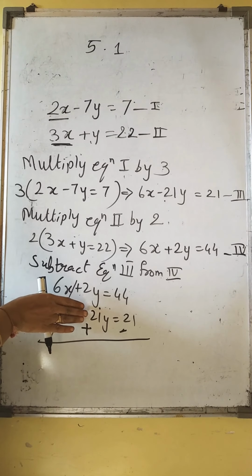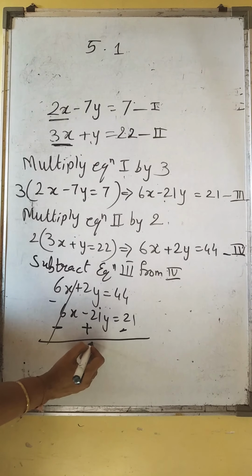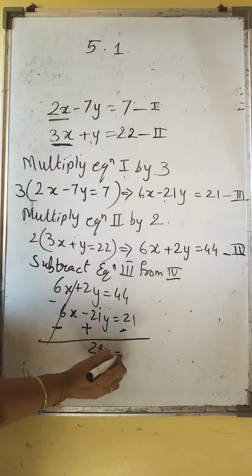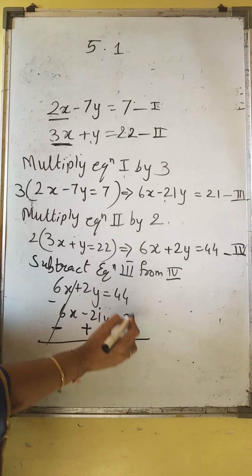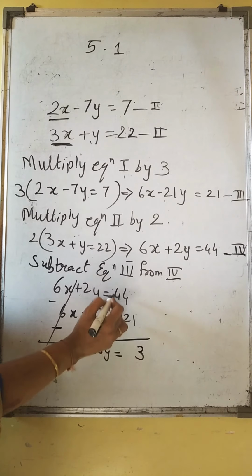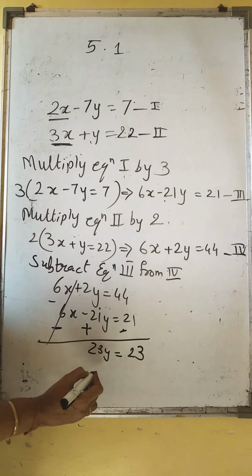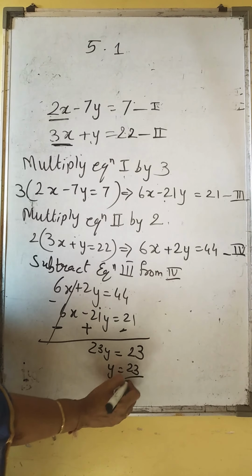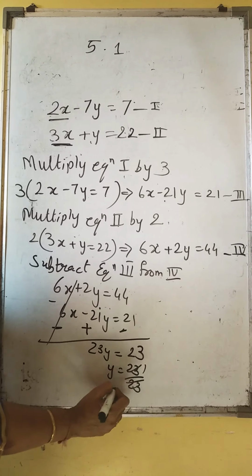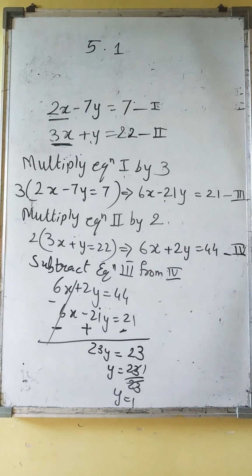Put a finger on the middle sign. 2 plus 21. How much it will be? 23y. And do here also subtraction. 4 minus 1 is 3, 44 minus 21, I mean 44 minus 21 is 23. So 23y is equal to 23. So y is equal to 23 upon 23, which is 1. So you got y equal to 1.